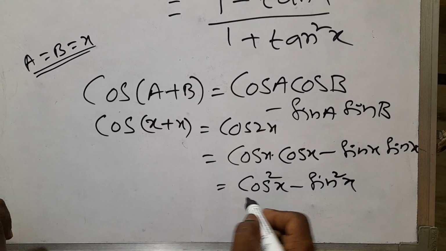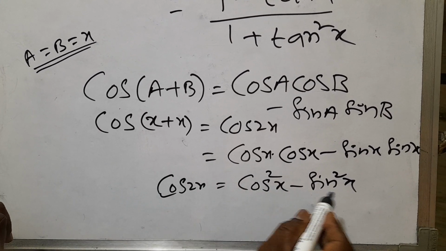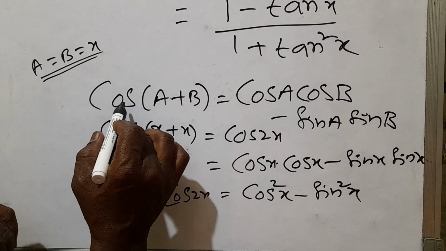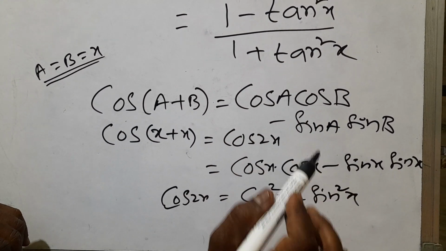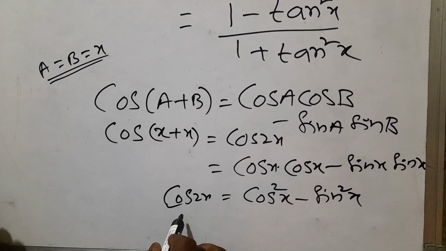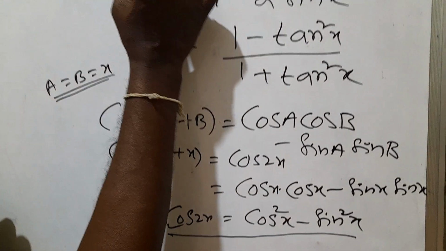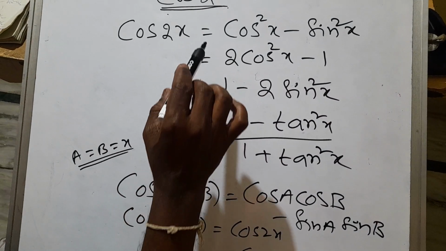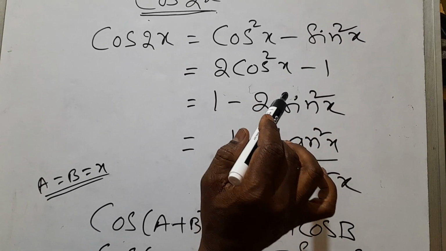To derive this formula, that is cos 2x is equal to cos square x minus sin square x, we should be clear with this formula: cos of (a plus b) is equal to cos a cos b minus sin a sin b. Like that we can derive cos 2x is equal to cos square x minus sin square x. So this is the basic formula. Now let us see how the second one, 2 cos square x minus 1, is coming.